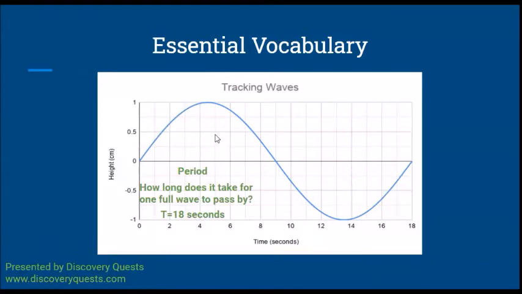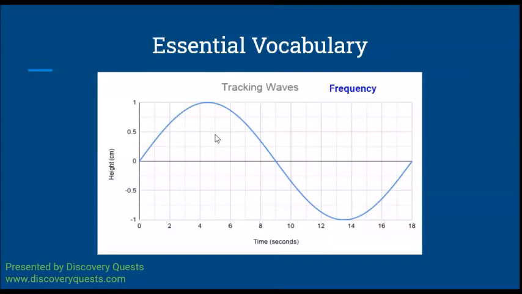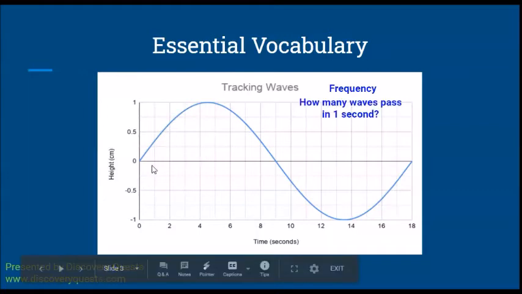Instead of asking how long it takes one wave to go by, we can ask how many waves go by in 1 second. And that would be what we refer to as the frequency. So the frequency is how many waves pass in 1 second. And you can see on this particular wave, we don't even have a full wave that goes by in 1 second. We have a fraction of a wave that goes by in 1 second.